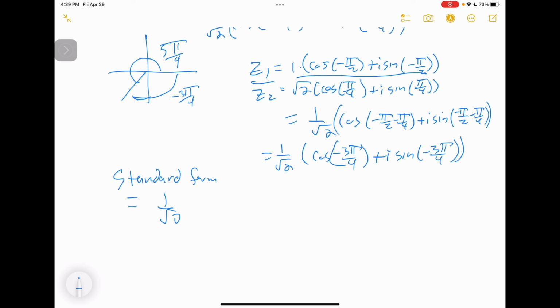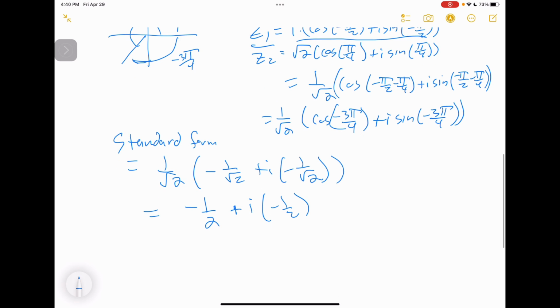1 over the square root of 2 times what? Cosine of negative 3 pi over 4 is negative 1 over the square root of 2, or negative square root of 2 over 2. And sine of negative 3 pi over 4, or positive 5 pi over 4, is also negative 1 over the square root of 2, or negative square root of 2 over 2. If we multiply that through, we end up with negative 1/2 plus i times negative 1/2, or negative 1/2 minus i over 2, which I believe is the answer the book shows. Okay, hope that helps.